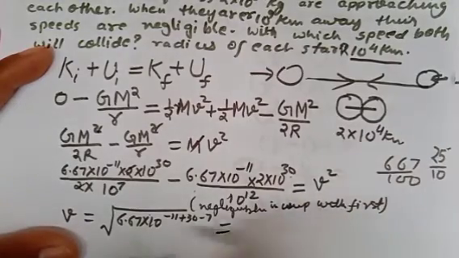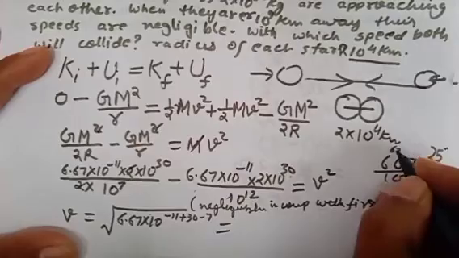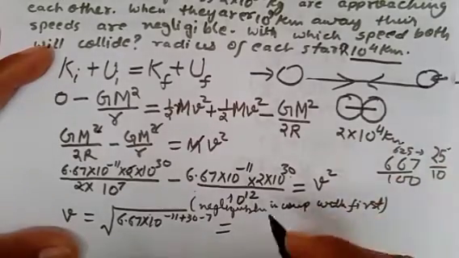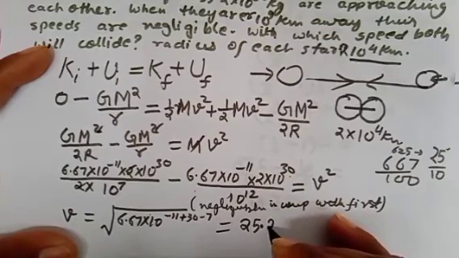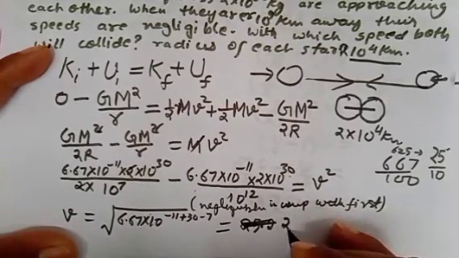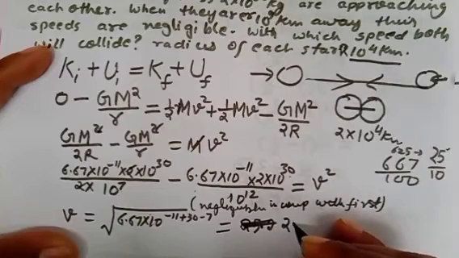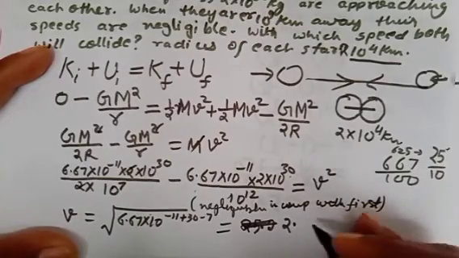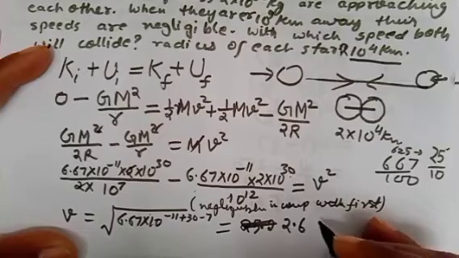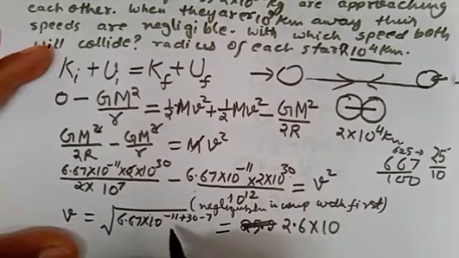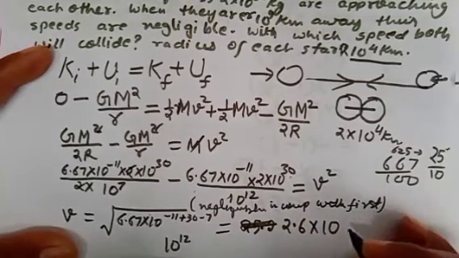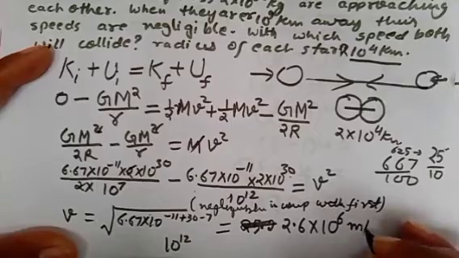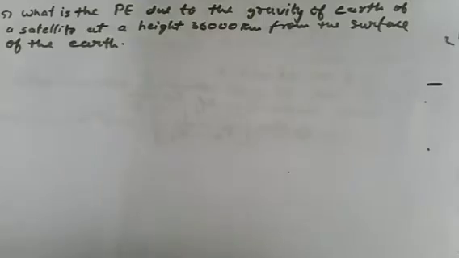So it will be 2.5, but it is not 625. It is 667, so a little bit more than that. So approximately 2.5 something, 2.6 by rounding off, into 10 to the power, what is it? 10 to the power, it is 18, 30 minus 18, that is 12. So root of 12 is 6 meter per second. So it is a direct question.